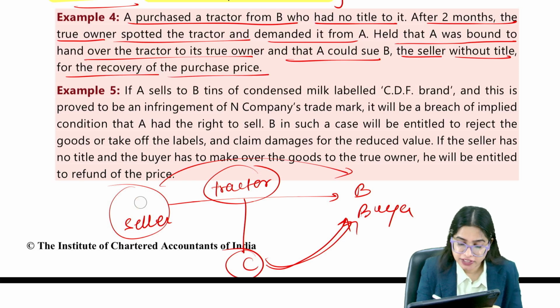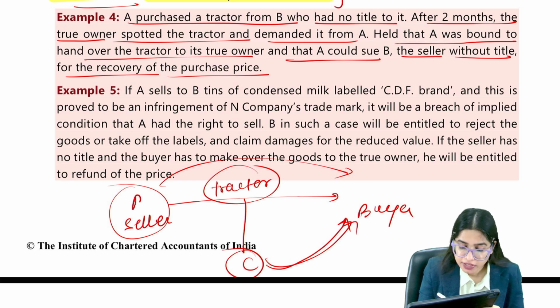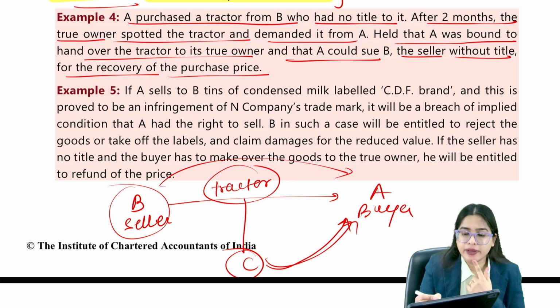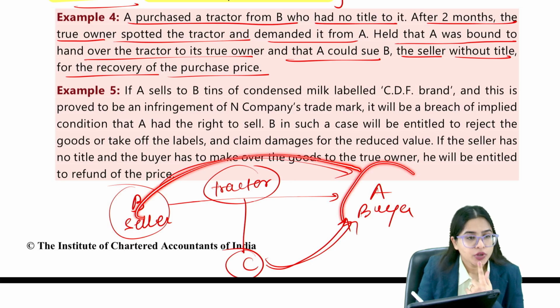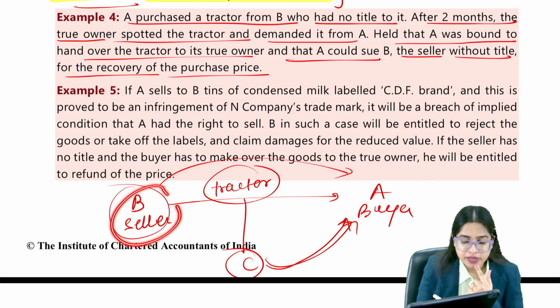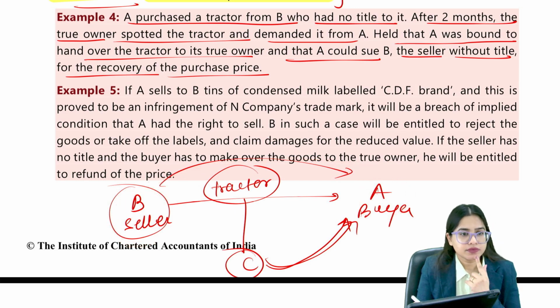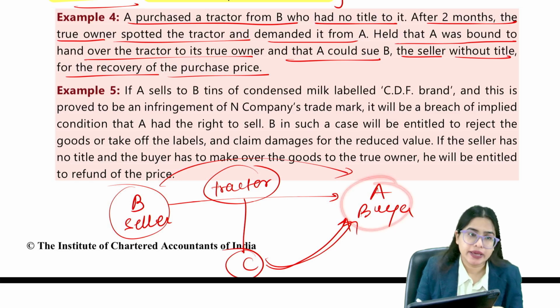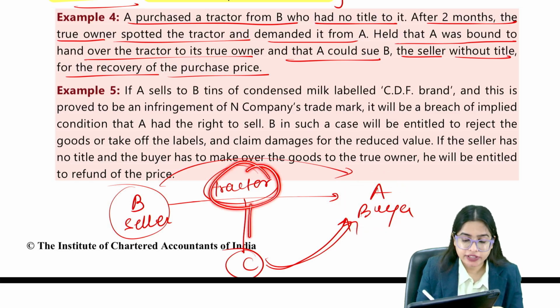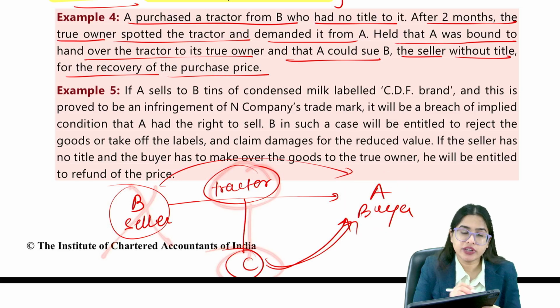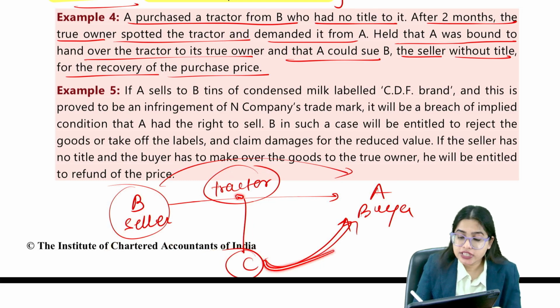Wait, I just made one mistake. Here B is the seller and A is the buyer. So B sold a tractor to A. And later on we found that this tractor belongs to C. B does not have the right title to the tractor. Later on C demanded the tractor.